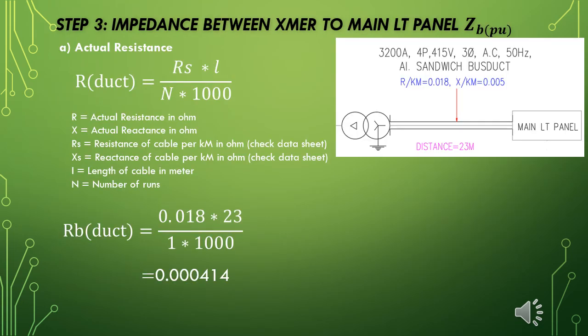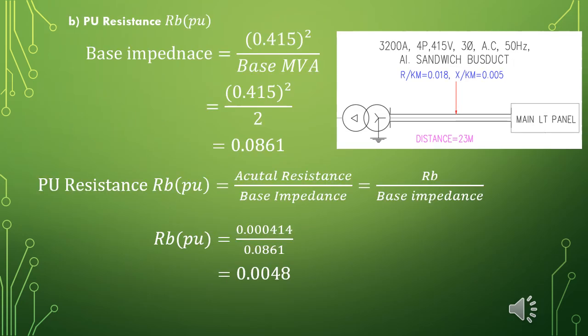Let's move forward to determine the impedance between the transformer and the main LT panel. We can calculate the actual resistance of the duct using the formula, which yields a value of 0.000414. Since we are now on the LT side, the base kV will change, which will also affect the base impedance. The new base impedance can be calculated using the formula, base kV squared divided by base MVA. By substituting the values of actual resistance and base impedance, we can find the per unit resistance.